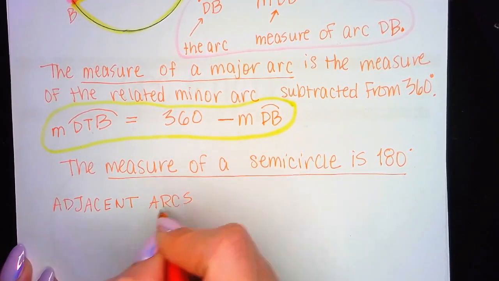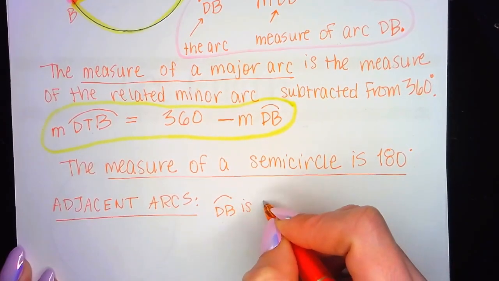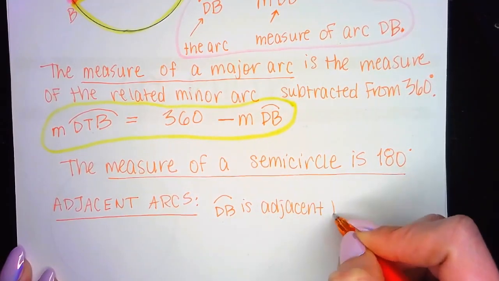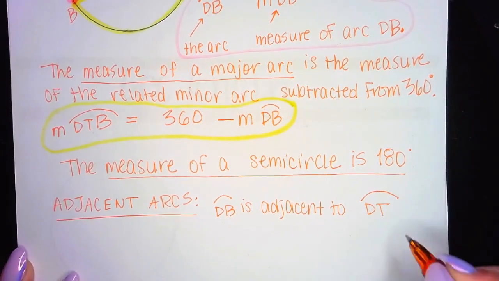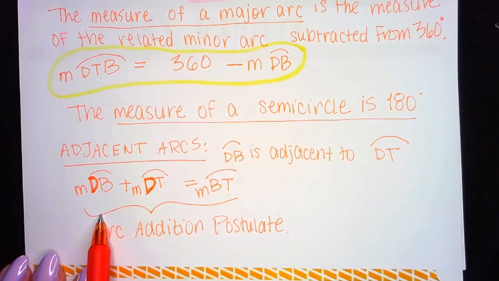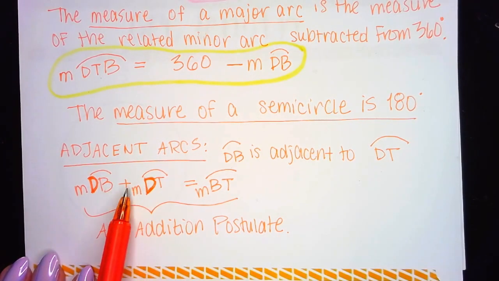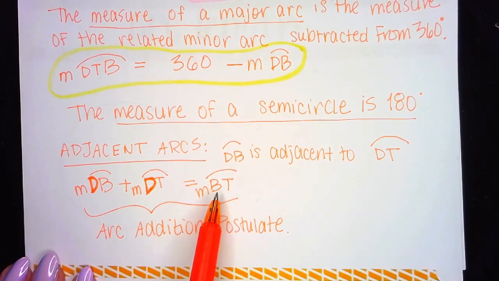So adjacent arcs are going to be next to one another. Arc DB is adjacent to arc DT. The measure of arc DB plus the measure of arc DT, as long as they're adjacent, they have to be adjacent, they can't just be two different arcs in two different circles, okay? It will equal the measure of arc BT.